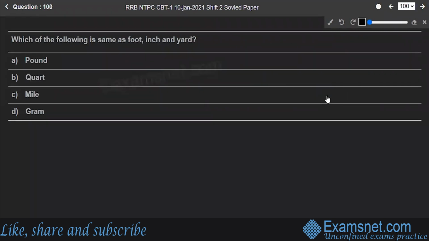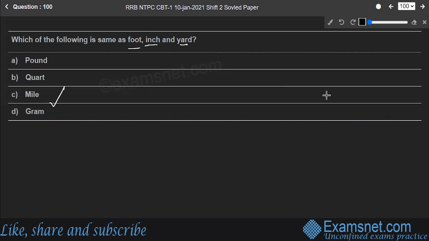Let's move to the last question, number 100. Which of the following is same as foot, inch, and yard? Pound, quart, mile, or gram? Well, the correct answer is of course mile. Mile is same as foot, inch, yard. They are units for measuring length.